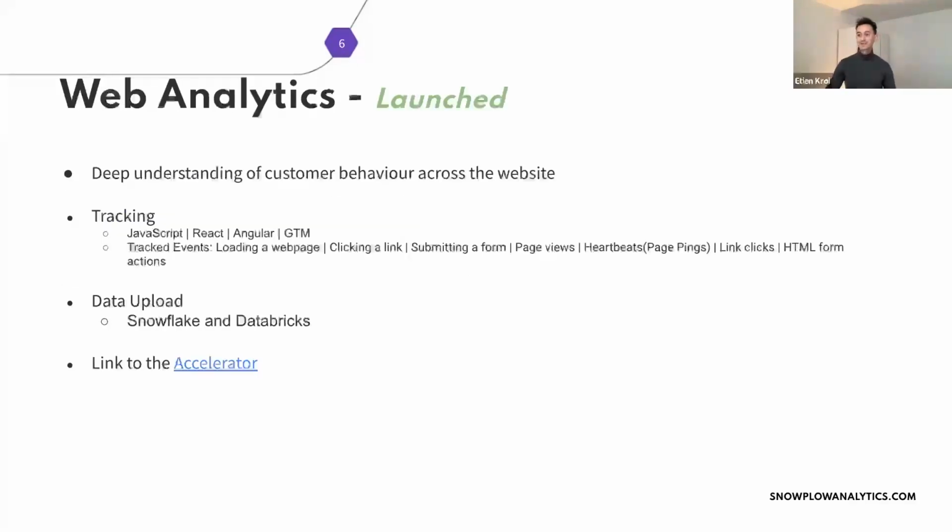First and foremost, web analytics. What this DPA provides you, right? Simply a deep understanding of the customer behavior across the website. Some of the tracking frameworks that we've used in this DPA are JavaScript, React, Angular, GTM, and then the event types that are being tracked. As you can see, loading a web page, clicking a link, submitting a form, page views, heartbeats, link clicks, HTML form actions, and whatnot. And as I said, these are the very basic foundational ones.